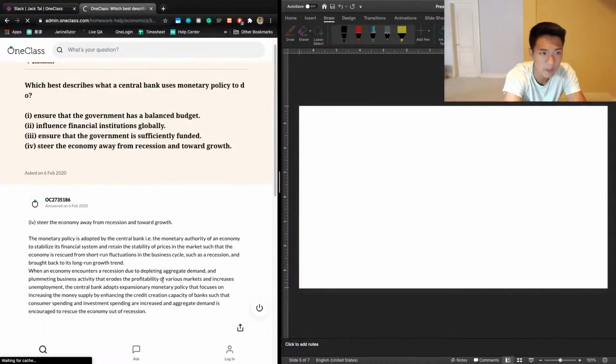Next question says, which best describes what a central bank uses monetary policy to do? 1 says, ensure the government has a balanced budget. 2, influence financial institutions globally. 3, ensure the government is sufficiently funded. Or 4, steer the economy away from recession and towards growth.